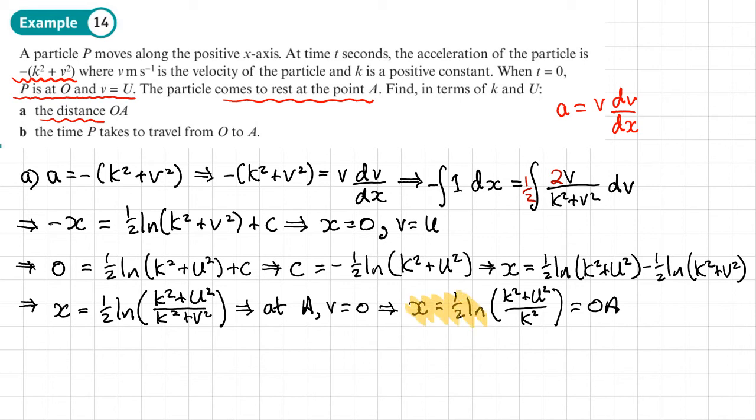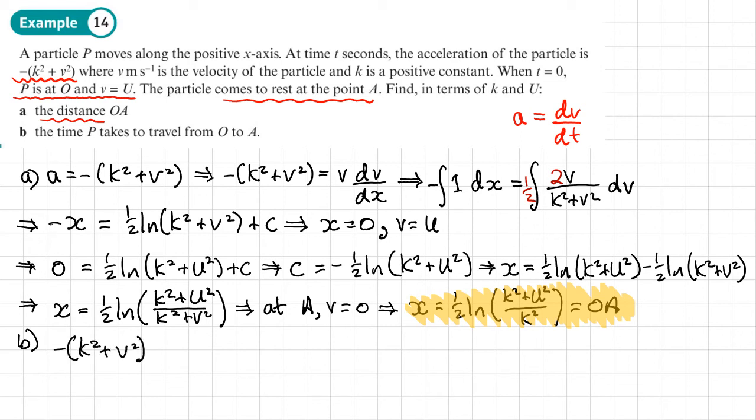Okay, let's move on to part B. We need to work out the time it takes for P to travel from O to A. So since this is a part of the question that involves time, and we've got this acceleration that varies with velocity, we use the formula a equals dv/dt. So a being negative k squared plus v squared is equal to dv/dt.